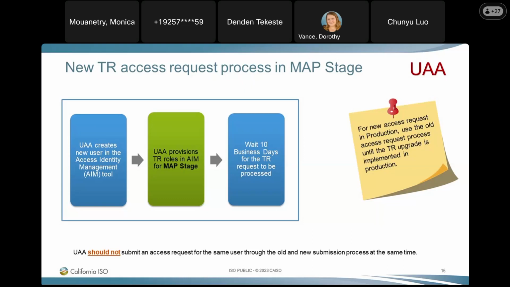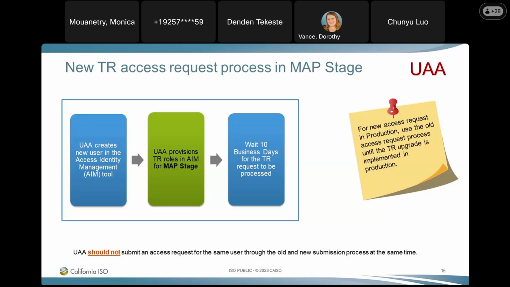So if they're submitting a request for a new user for map stage, make sure they go through either the new process or the old process. It cannot be both, otherwise your request may be rejected. So I just want to make sure that you pick either the new or the old, but eventually the old process will go away and the new process will take over.